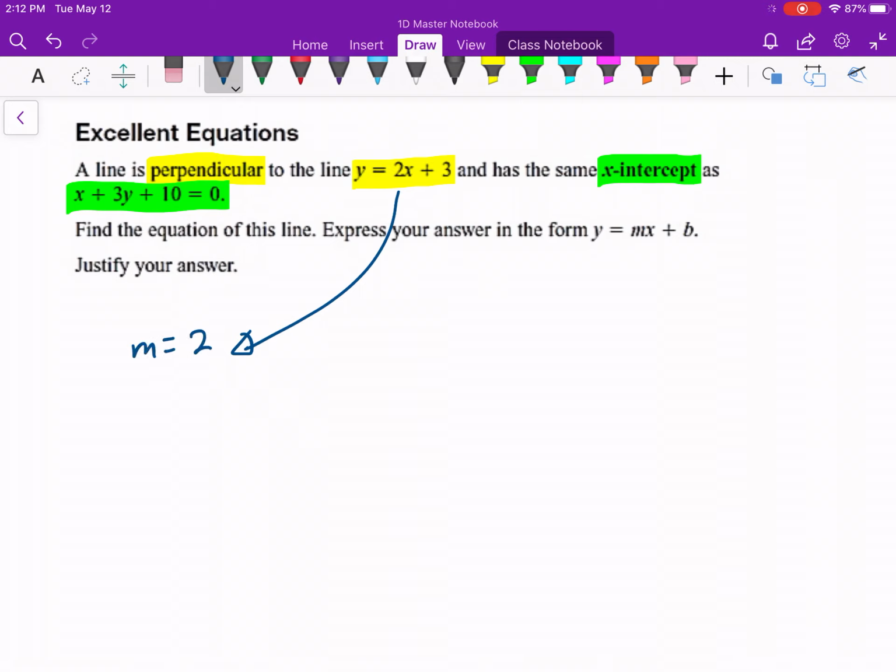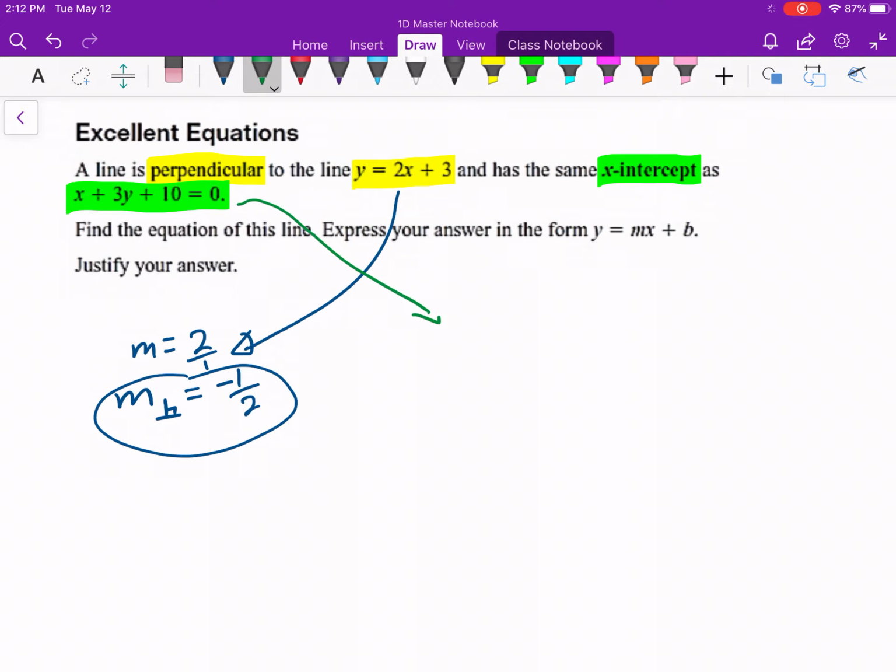m equals 2. A perpendicular slope, remember I use that little symbol like that to show perpendicular. I think of it like a fraction. Think of 2 as if it's a fraction. Flip that fraction upside down and change the sign. So the slope of the line I want is -1/2. Then I have this one where I need to take the x-intercept from this one.